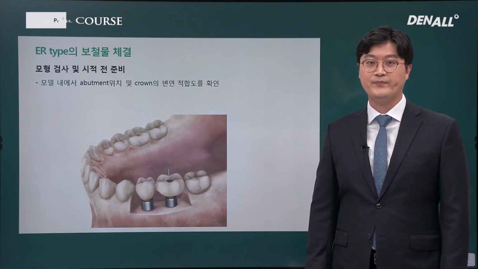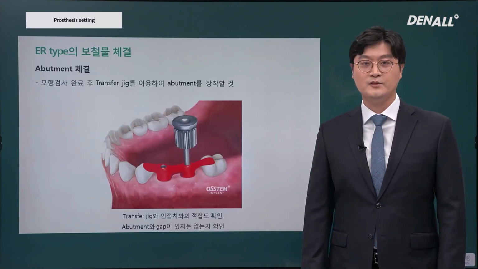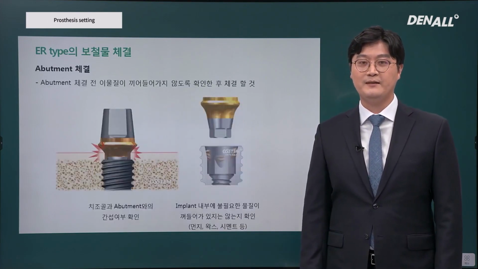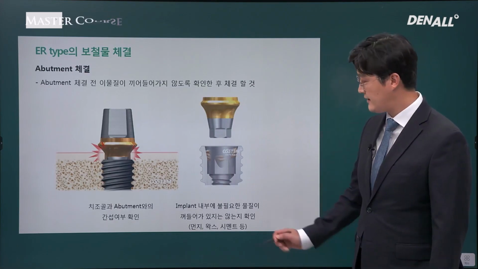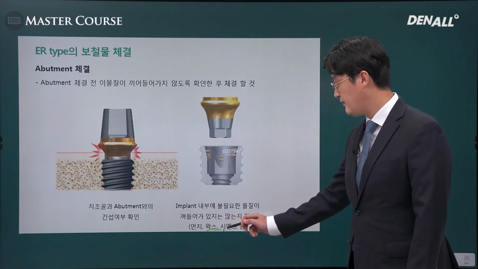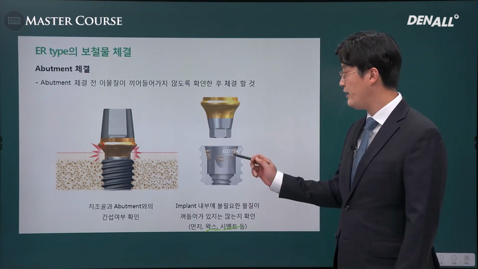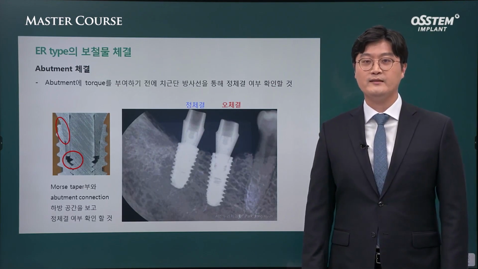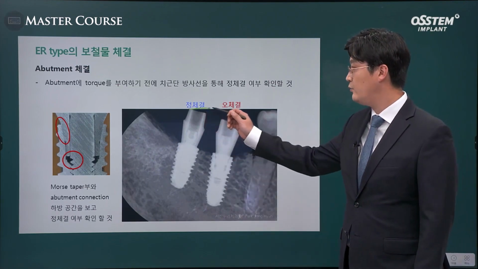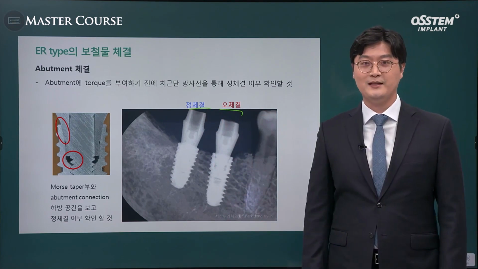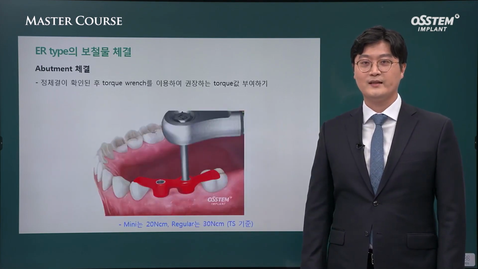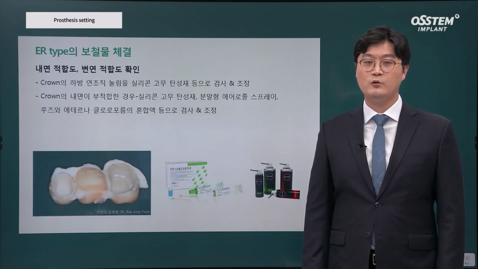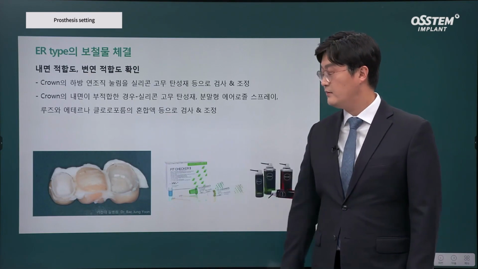In the case of ER type, you need to check using the plaster model first, and using a jig, you connect the abutment. Before connecting the abutment, you need to check whether there is any wax or cement. You need to remove it thoroughly before doing the connection. Also, X-ray is used to check whether it has been properly connected or not. After proper connection, you need to check proximal contact and adjust the contact area.